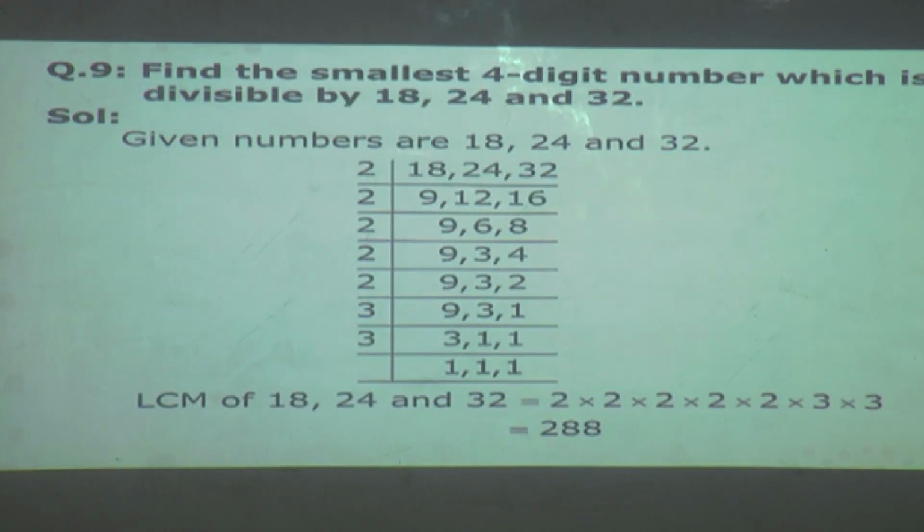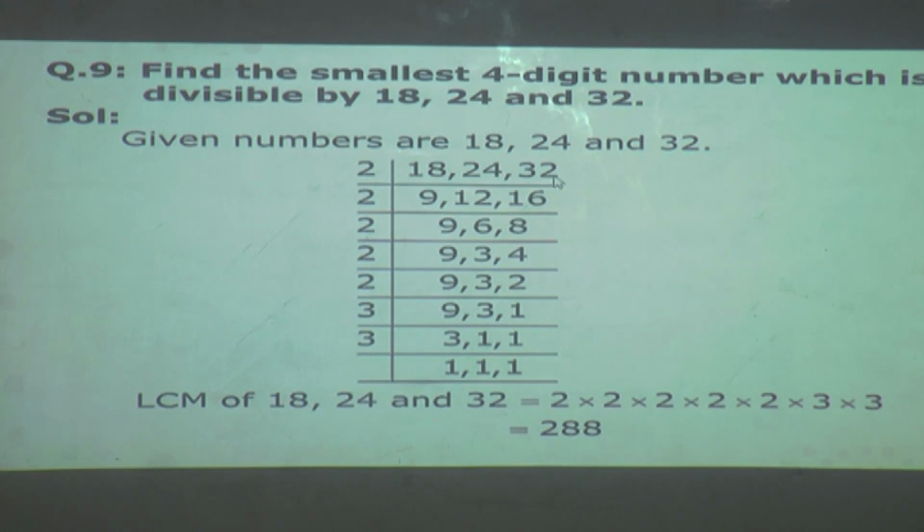Find the smallest 4-digit number which is divisible by 18, 24 and 32. Again we have to find the smallest 4-digit number. It means we have to find the least common multiple.